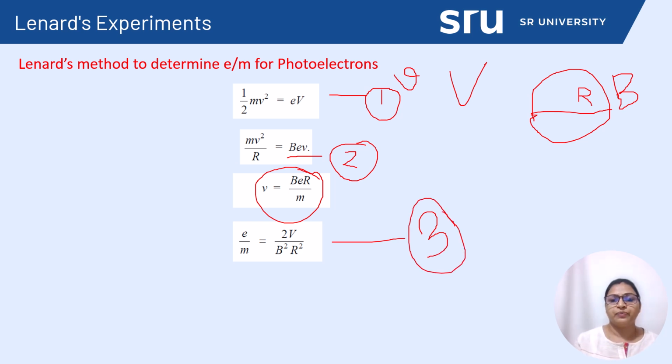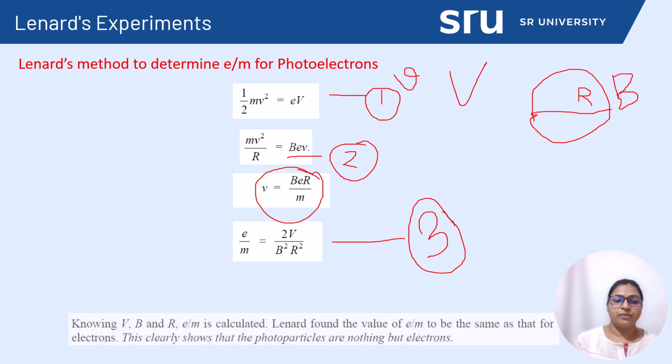And what we can say from here is that if we know the applied potential, the magnetic field and the r, one can find out this e/m. And he found that this e/m value is basically the same as that of electrons, and it clearly shows that photoparticles are nothing but electrons. So this was the main observation from this Lenard experiment, that the photoparticles are nothing but electrons.